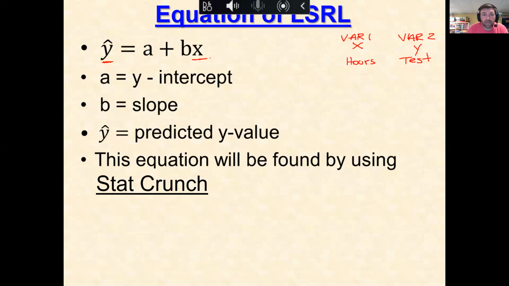we have a, b, x, we have a y, and then we have this symbol here. This is read y hat.